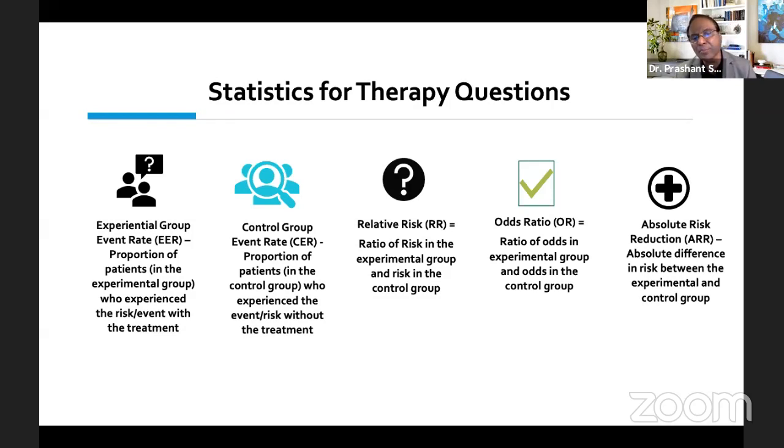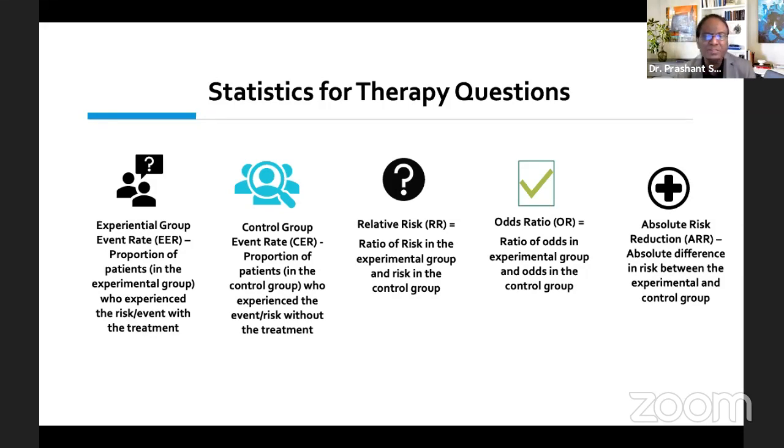Then there is another important measure called relative risk, which is nothing but a ratio of risk between the two groups, the risk in the experimental group and the risk in the control group. If you take a ratio of that, it is called relative risk. Then we have the odds ratio, which is nothing but the ratio of odds in the experimental group and odds in the control group.